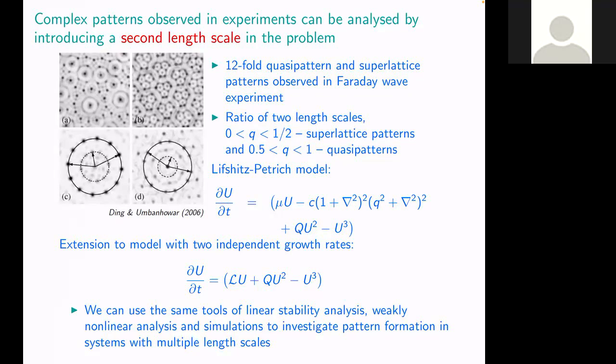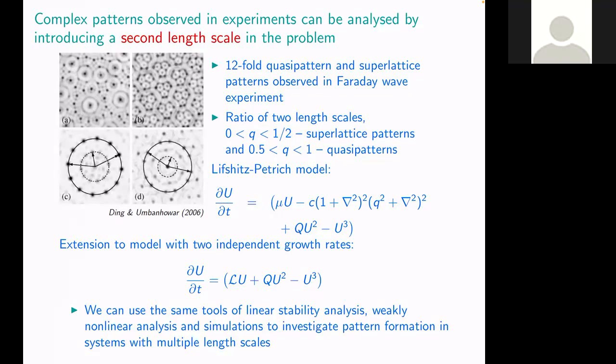So we cannot explore this codimension 2 point in more detail, and therefore we might do better if we were to devise a PDE model that has a linear operator L that can accommodate 2 independent growth rates. And so we try and derive that. We're going to talk about it in a few slides down. But once we've done that, it's the same tools that we talked about: linear stability analysis, weakly nonlinear analysis, and simulations. We can also do more fancy things like numerical continuation, but those are the tools that we have in our toolbox to look at pattern formation in such systems.